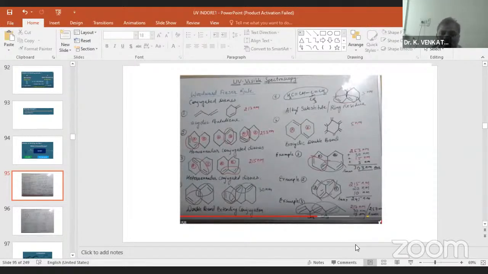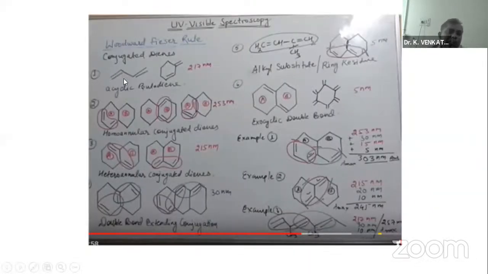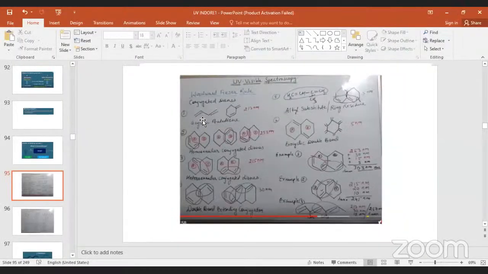Acyclic butadienes. This is called acyclic butadiene because this is not the cyclic form. Is the slide visible, ma'am? Yes, sir. So this is for the acyclic form, and this is also for the acyclic form.